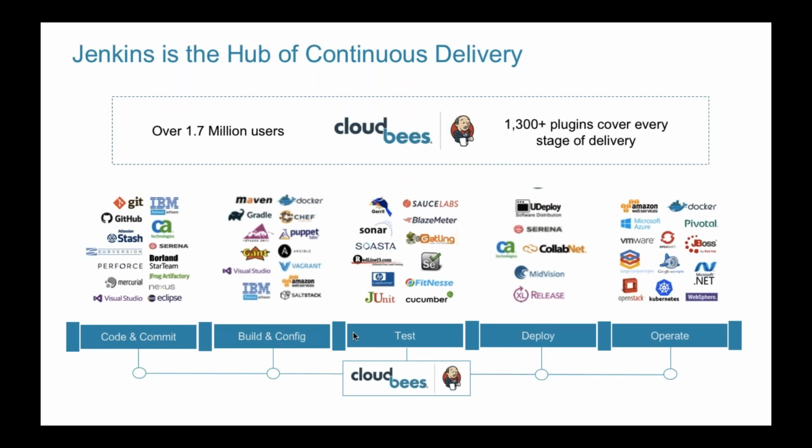So Jenkins, as probably many of you are aware, is really a very vibrant and rich ecosystem with millions of users, with over 1,300 plugins supported, and many different tools and integrations. And this is one of the key capabilities of Jenkins, but it's also one of the challenges that customers share with us, which is, what are the right tools?